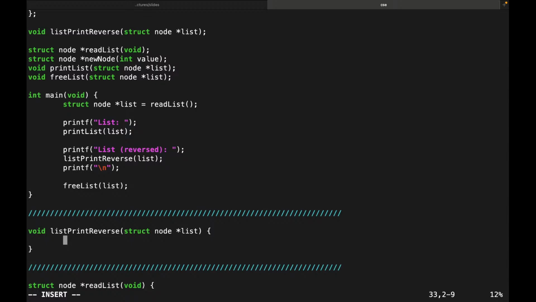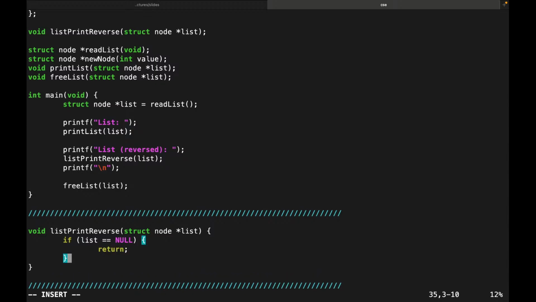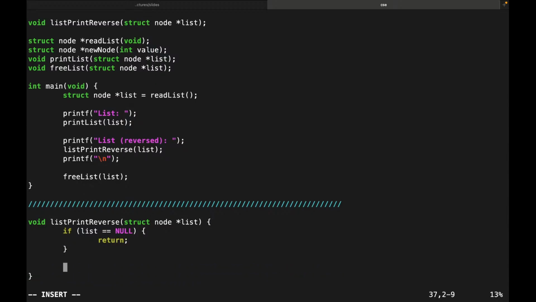Yeah, so that was pretty much it. But for recursive problems, I want to refrain from using the word traverse, because that kind of implies that we're using a sort of loop. So for printing a list in reverse, we have a case where the list is going to be empty. If the list is empty, then there's nothing to print, so we just return. Okay, so if list equals null, return.